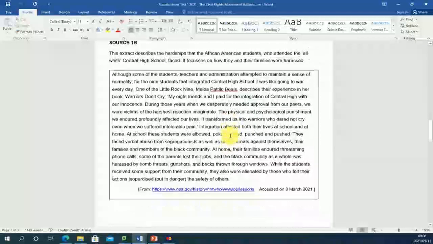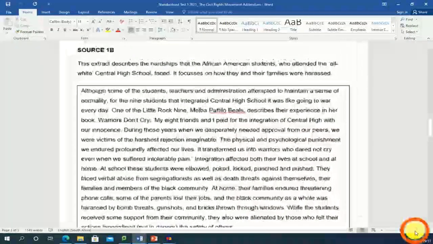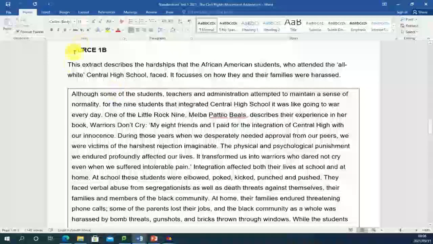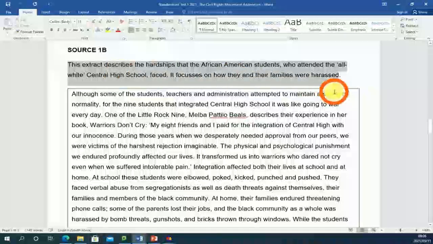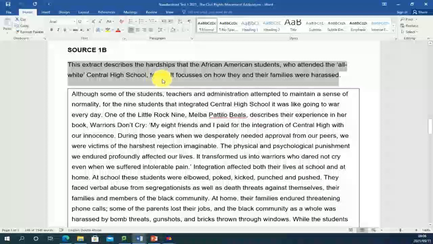I'm just going to make this a little bit bigger so you can see it a bit better. Okay, so again, we look at the contextualization of the source. Please don't neglect this part, okay? This is important. It tells you sometimes what, when, who, where, okay?